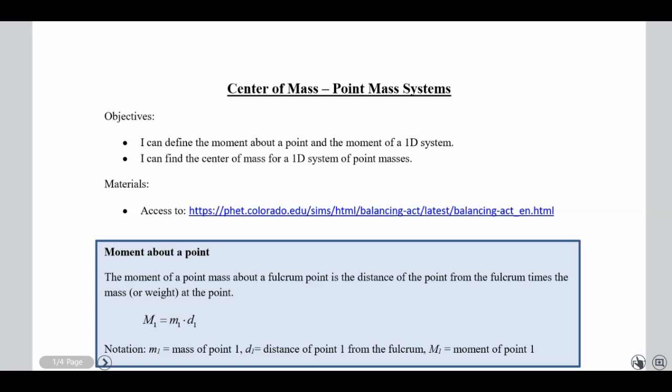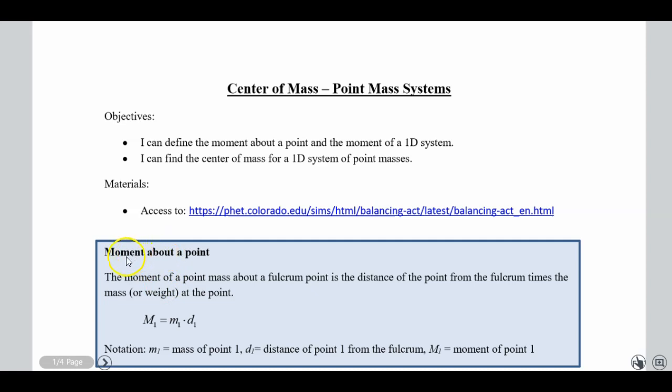Hey everyone, welcome to my video on the center of mass, actually the first of a couple. What we're going to do today is just look at these one-dimensional point systems. The next one we'll look at 2D systems, point masses, and composite shapes, and then we'll go on from there to other crazier flat 2D shapes.